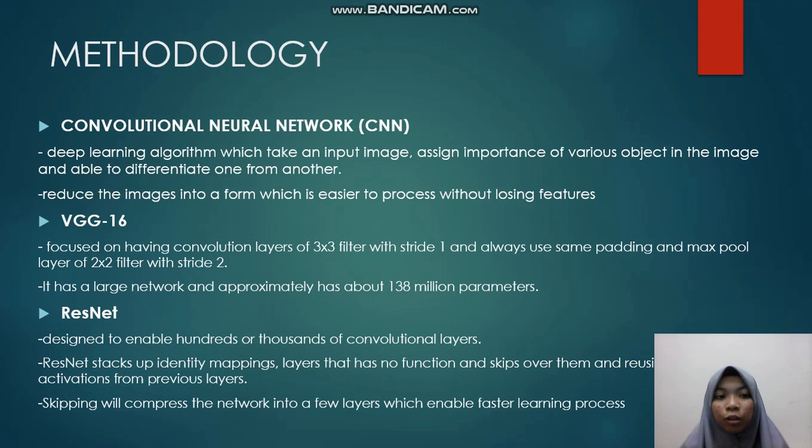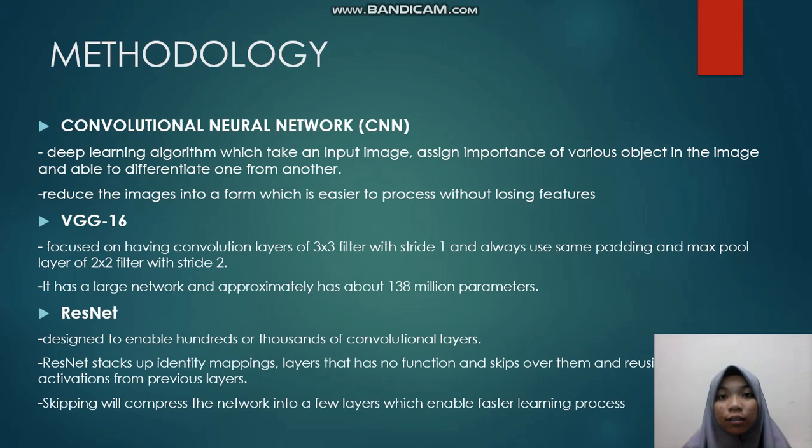It also reduces the image into a form which is easier to process without losing features. For task 2, we use the pre-trained model VGG16. It focuses on having convolution layers of 3x3 filter with stride 1. It always uses same padding and max pool layers of 2x2 filter with stride 2. It is a large network and has approximately 138 million parameters.